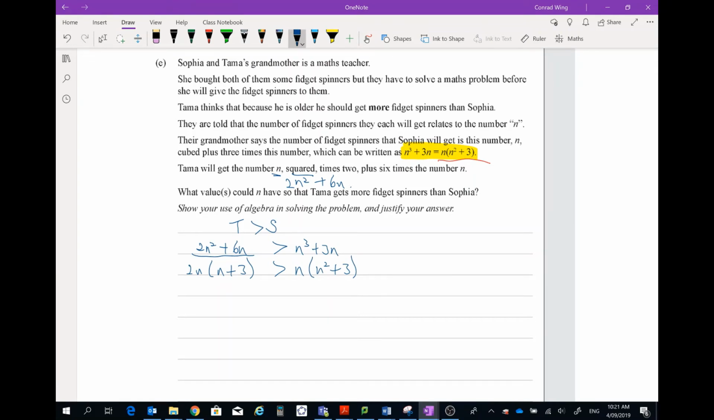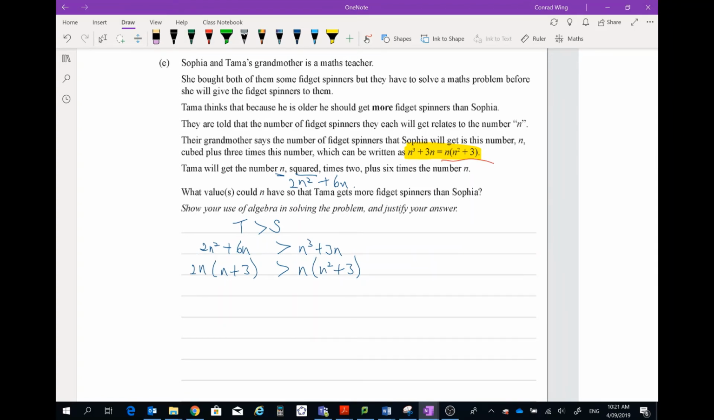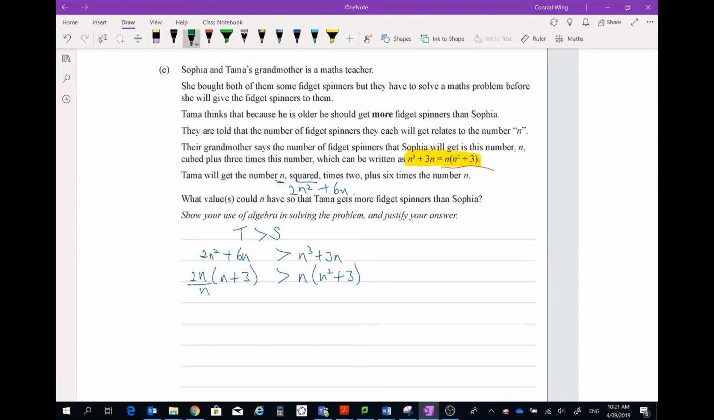What can you do to both sides? How can you simplify both sides? Divide. Well done, Harry. You could divide both sides by n. Let me get rid of this, because if you divide this side by n and divide this side by n, those go out. So on the left-hand side, what are you left with?